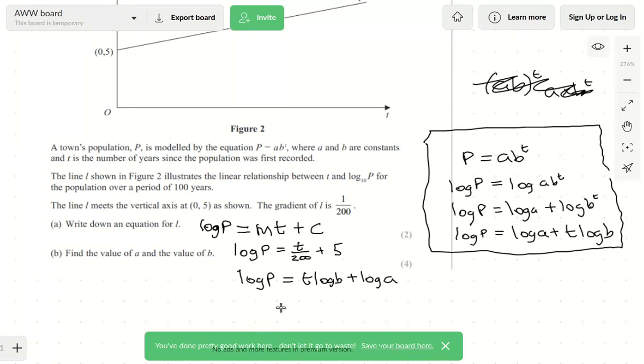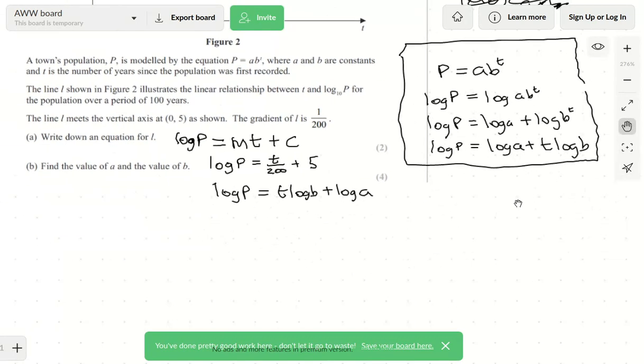Okay, I can now, just using inspection and eyesight really, see that I can now find the value of a and b. And these questions always work the same way, so you do get used to these. Log b must be 1 over 200. And let's do it in a different colour. Log a must be 5.